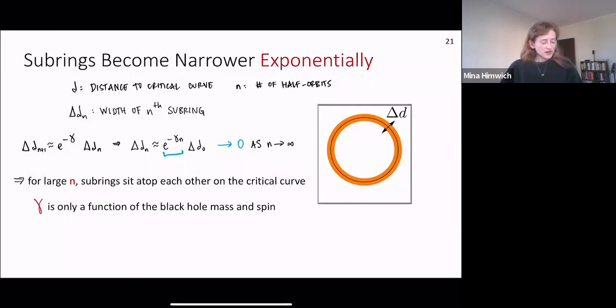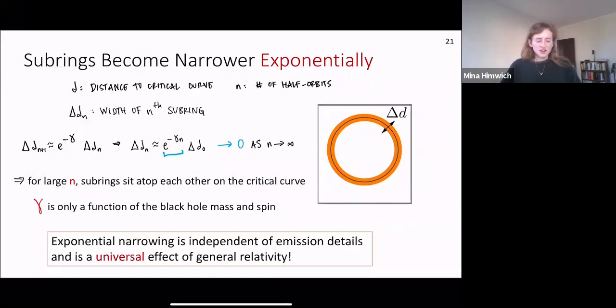And what's also important to note is that this exponential factor gamma is only a function of the black hole's mass and spin. It doesn't depend on what the width delta D0 of the direct image actually looks like. Once you know what that is, you can use the exponential magnification based on just the black hole's mass and spin to see what the width of the nth subring will look like. And so in this sense, the exponential narrowing is a universal feature of general relativity that's independent of the details of emission around the black hole.